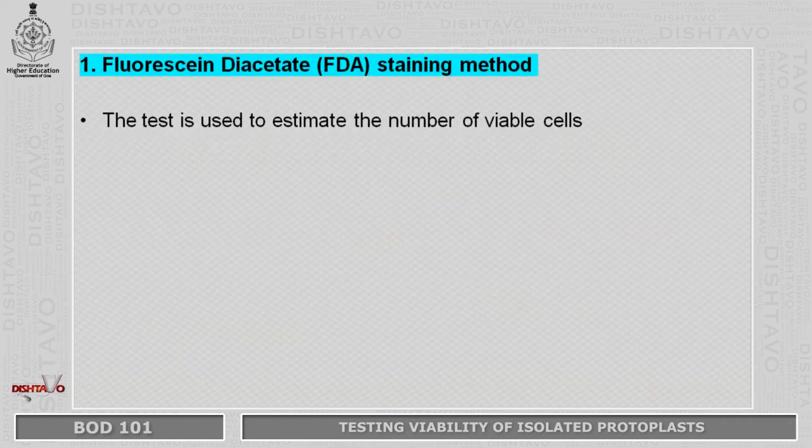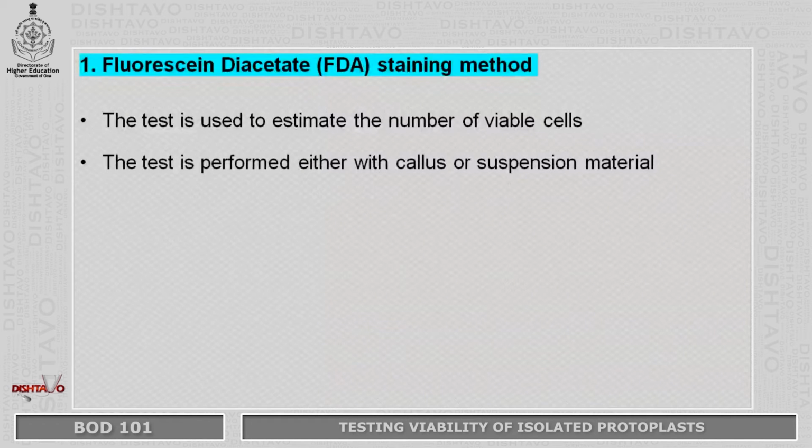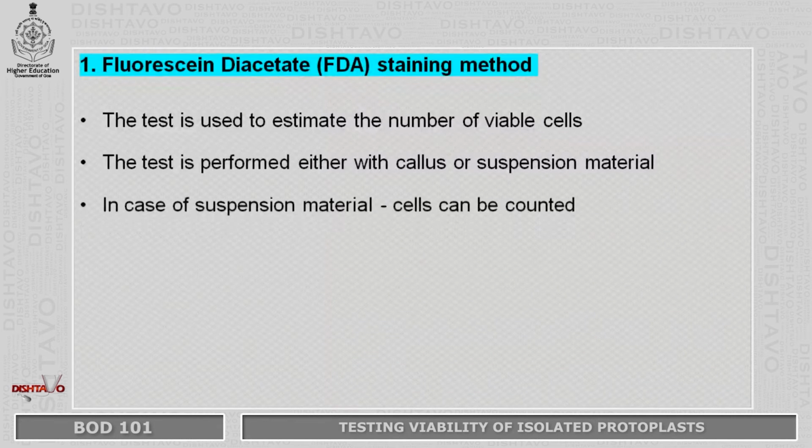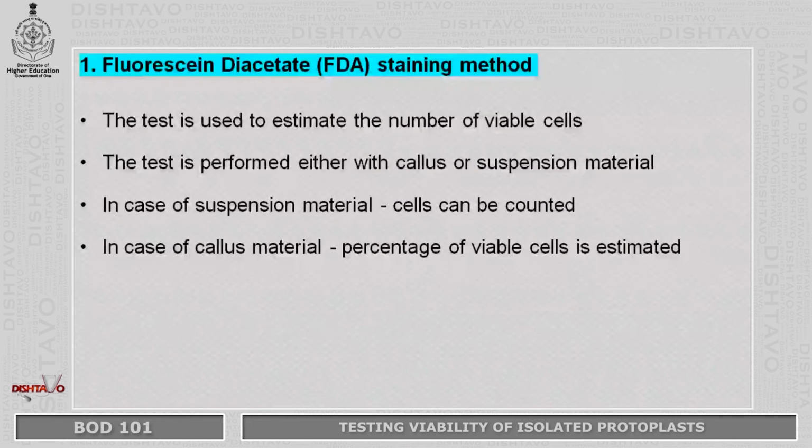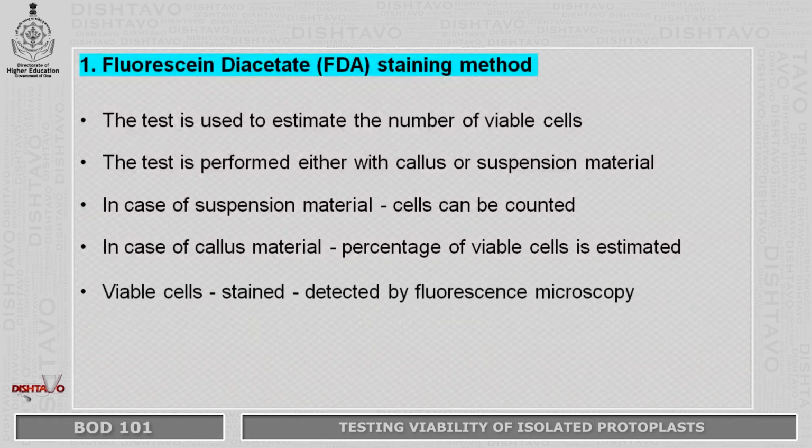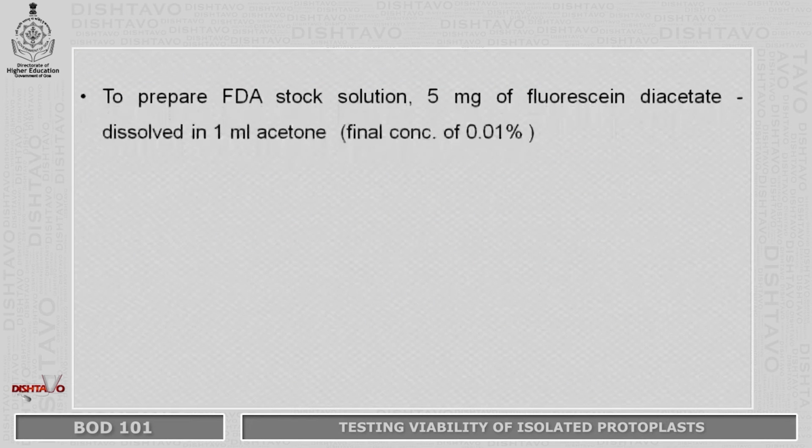The test is used to estimate the number of viable cells. The test is performed either with callus or suspension material. In case of suspension material, cells can be counted. In case of callus material, percentage of viable cells is estimated. Viable cells are stained and detected by fluorescence microscopy. To prepare FDA stock solution, 5 mg of fluorescein diacetate is dissolved in 1 ml of acetone. Final concentration should be 0.01%.